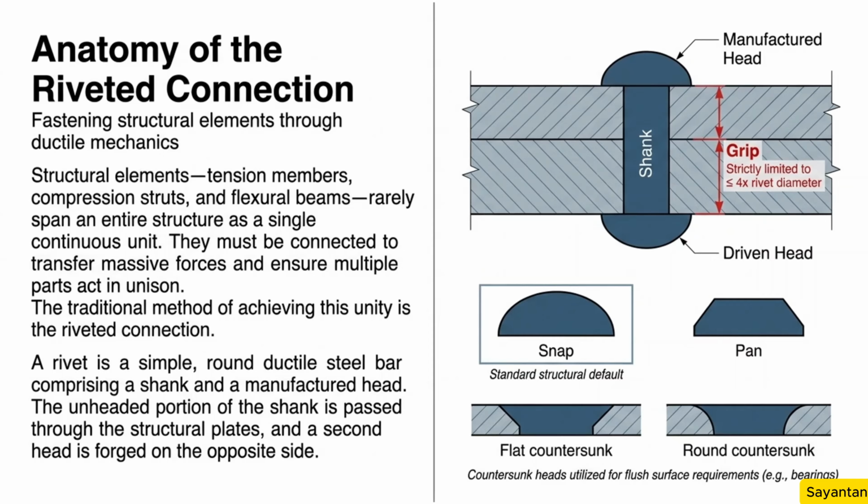Key geometrical profiles include snap heads for standard structural defaults, pan heads, and flush countersunk configurations for applications requiring smooth surface clearances. Crucially, the grip thickness, the total combined thickness of the connected plates, must be strictly limited to 4 times the nominal diameter to prevent bending stresses during the driving process and to ensure full structural integrity.